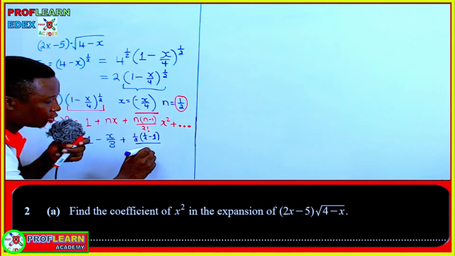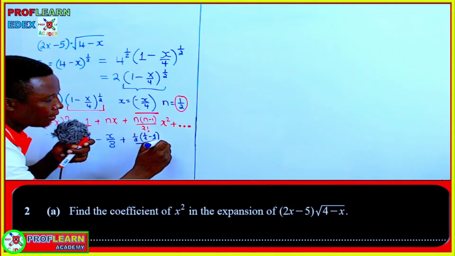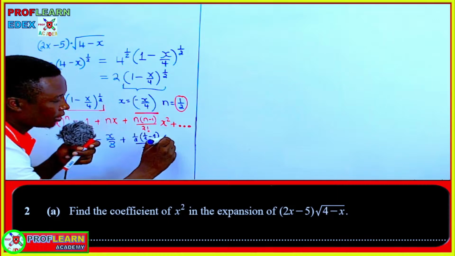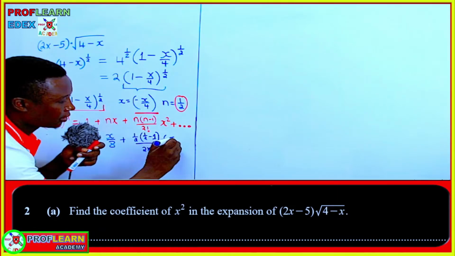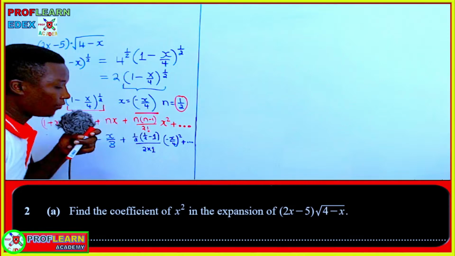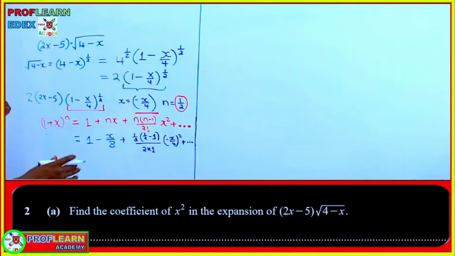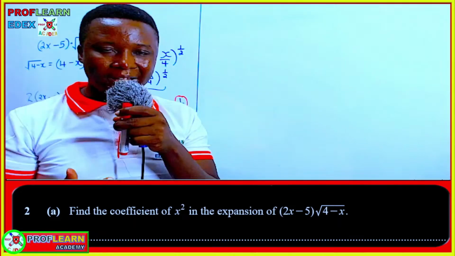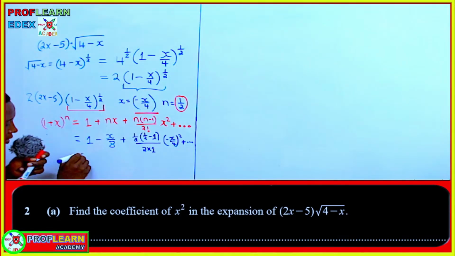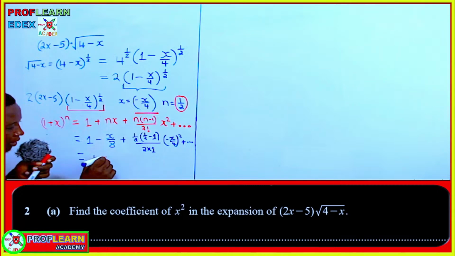2 factorial is like 2 times 1. Then our x squared, our x is this, so we're going to say this is going to be minus x over 4 squared, and then the terms of the expansion continue like that. Because we are finding the coefficient of x squared in this case, we are going to stop at that particular point, and then this finally becomes 1 minus x over 8.